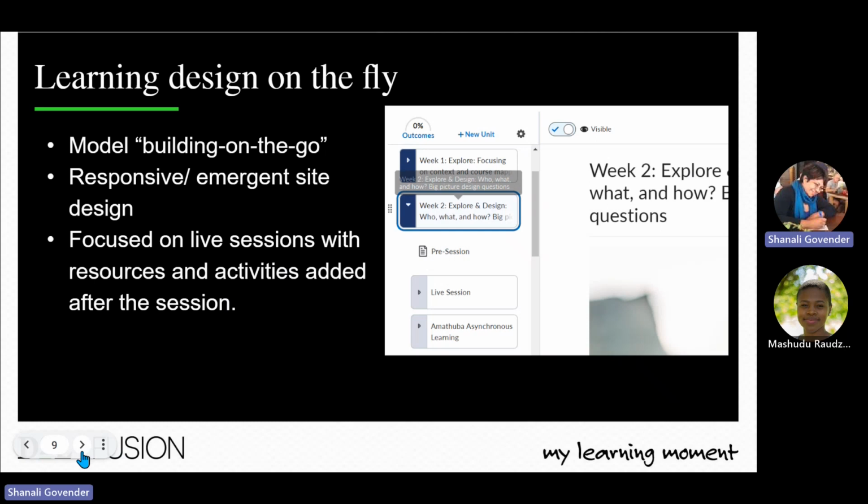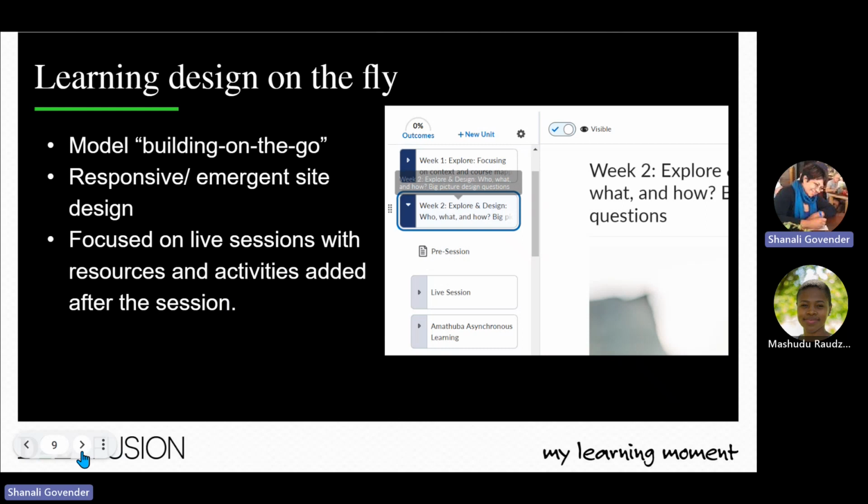The first is around this model of building on the go. So what we did this year with Amathuba is we built our unit level structures, so weeks 1, 2, 3, and so on. We built inside of that a folder level structure that allowed us to create, for example, the live sessions folder or the asynchronous learning folder, a pre-session folder, and so on. But what we did not do is populate these prior to the course starting.